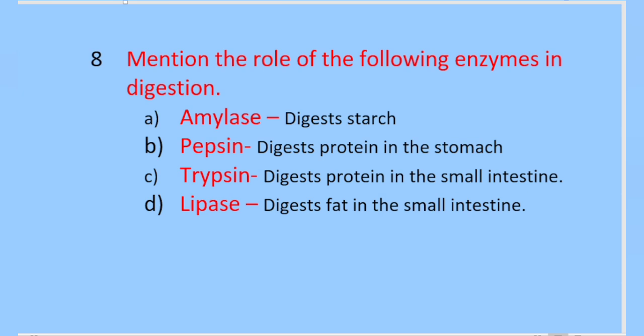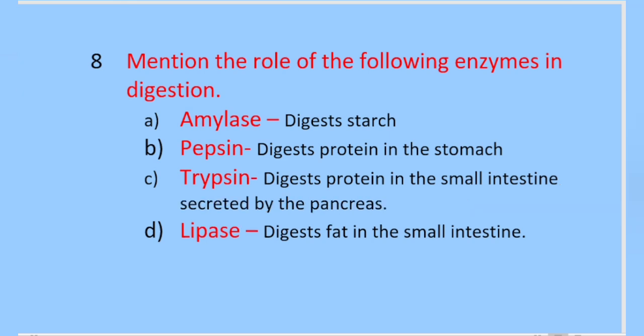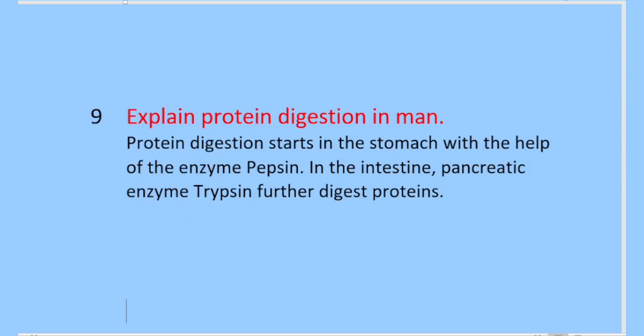Now, next, pepsin. Pepsin is a protein digesting enzyme present in the stomach. It digests protein. Trypsin is the enzyme that can digest protein, which is present in the small intestine, but it is secreted by the pancreas. Then lipase is an enzyme which can digest lipid or fat, which is present in the small intestine, secreted by our pancreas.